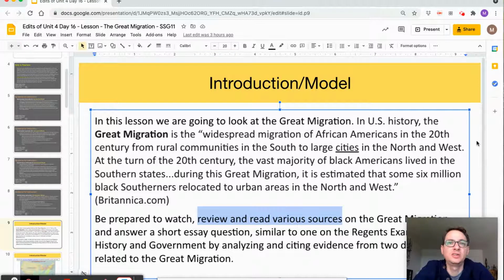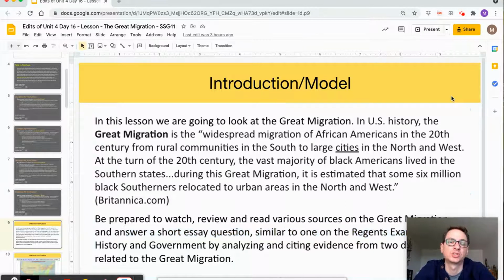The culminating activity of this lesson is to apply the content we learned towards writing a short essay question similar to the one that's on the Regents, where we're going to be given two primary sources, and then we will discuss the historical circumstances that led to the events depicted in them, as well as identify and explain the relationship that exists between them.